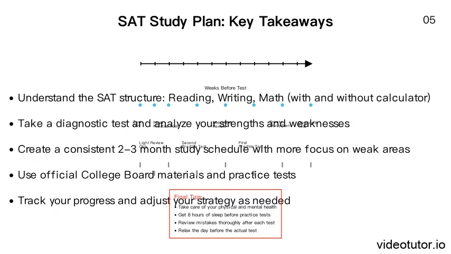This timeline shows a recommended 12-week preparation schedule. Start with a diagnostic test, then create your study plan. Take practice tests at regular intervals, at 8 weeks, 4 weeks, and 2 weeks before the test. Use the time between tests to focus on your weak areas. The week before the test should only involve light review.